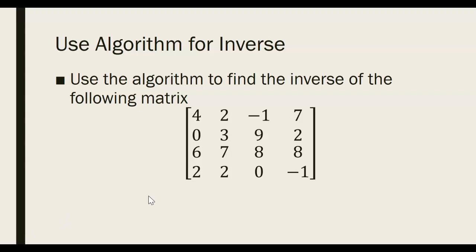All right, so what you do again is you put this matrix in your calculator. Well, I shouldn't say this matrix in particular. You're going to make a 4 by 8 matrix where you put this matrix as the first 4 columns and then the identity matrix as the next 4 columns.